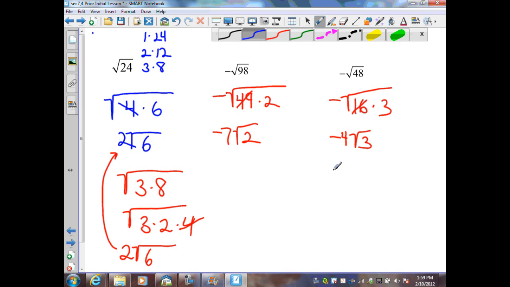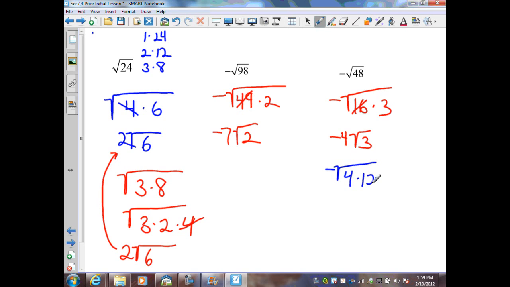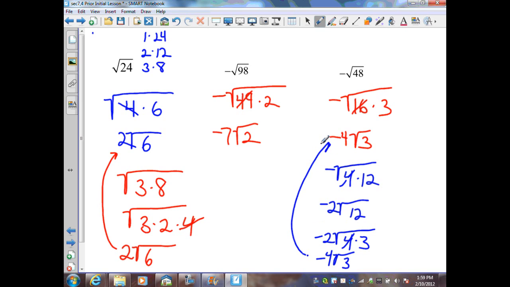On that problem, I could have broken 48 into different factors. For example, I could have had the square root of 4 times 12. That would give me, when I take the square root of 4, a negative 2 square roots of 12. But then I'd have to break up 12 into two factors. Negative 2 square roots of 4 times 3. Then the square root of 4 is 2. 2 comes out. A negative 2 times 2 is a negative 4 square roots of 3. Again, I end up with the same solution, but this is just quicker.